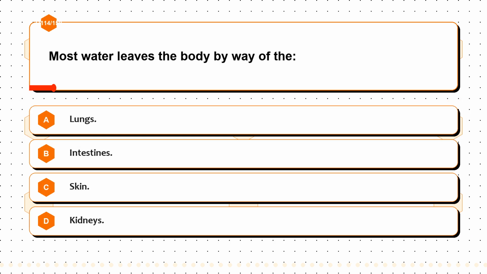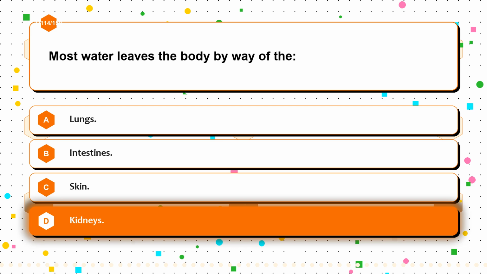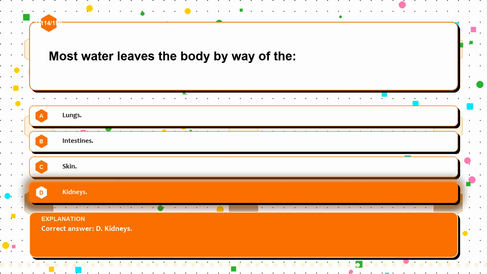Question 114. Most water leaves the body by way of the. Here are the options. Option A, lungs. Option B, intestines. Option C, skin. Option D, kidneys. The correct answer is option D, kidneys. Correct answer, D. Kidneys.